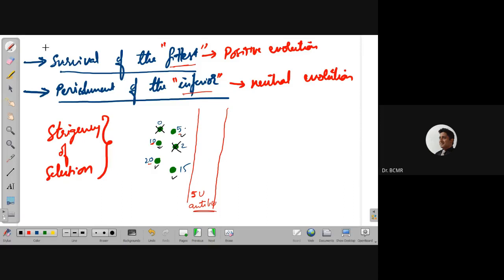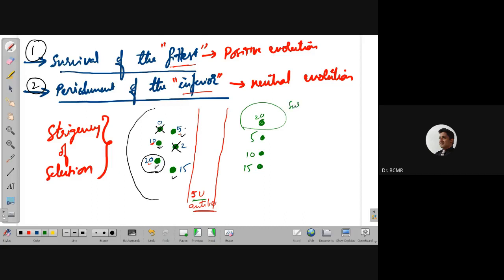Now try to see the difference between the first scenario and the second scenario. If I say survival of the fittest, that means of all these, what is the fittest one? That will be the one with 20 units of resistance, and only that should have survived, right? But in these conditions, where the selection stringency is only 5 units, all those that have 5, 15, 10, and 20 are going to survive. If only this one survived, then it would mean survival of the fittest.